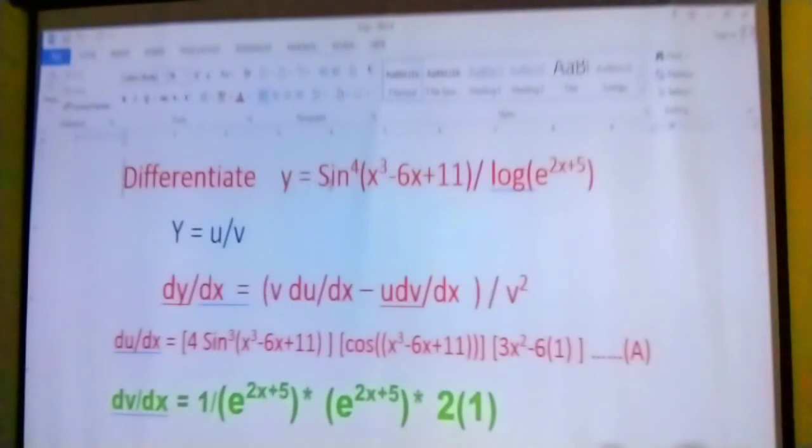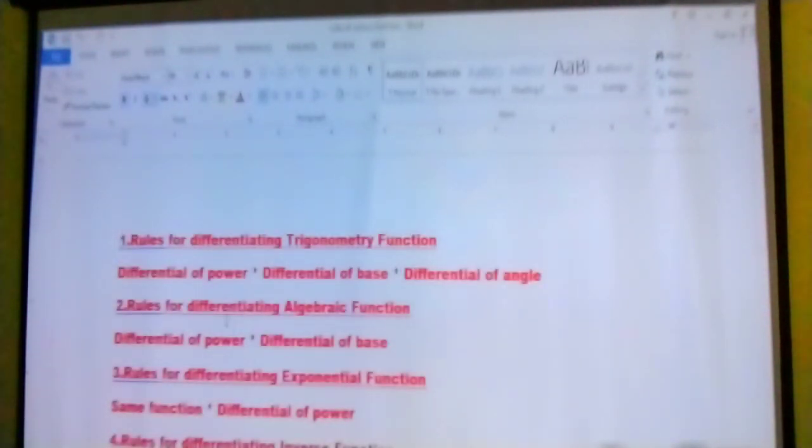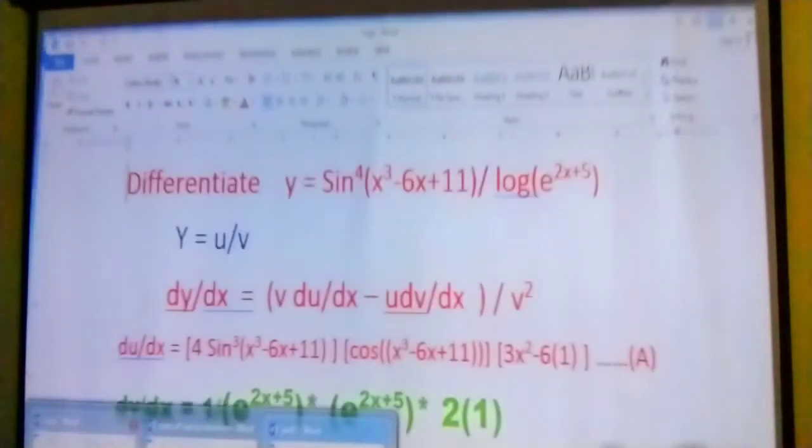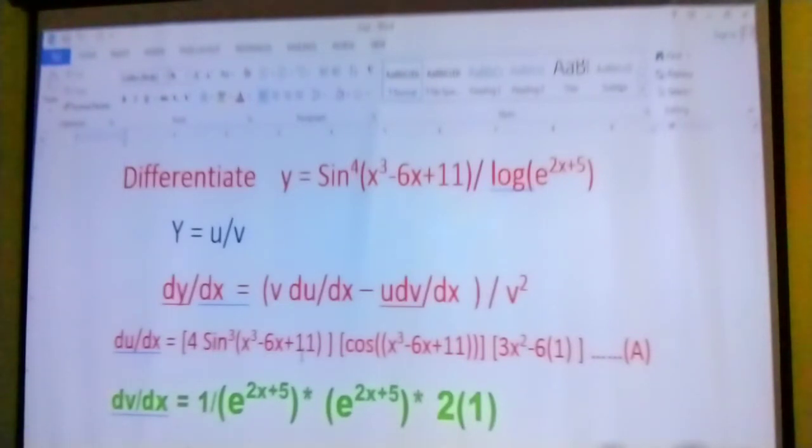See here, what is the power? 4 is the power. The differential of x power n is n x power n minus 1. So 4 into sine cube of x cube minus 6x plus 11. Now the differential of power is over. The base is sine of x cube minus 6x plus 11, and the differential of sin x is cos x. So cos of x cube minus 6x plus 11 into the differential of the angle. The angle is x cube minus 6x plus 11.